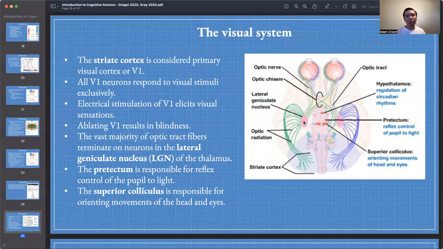The pretectum is responsible for reflex control of the pupil to light. So if I shine a light at you, you're going to have a reflex, and it's the pretectum that's responsible for that protective behavior. And the superior colliculus, which is right here, is responsible for orienting movements of the head and eyes. Cool. So we're getting a better idea of different parts of the visual system, what each part does, and how it works with other parts.